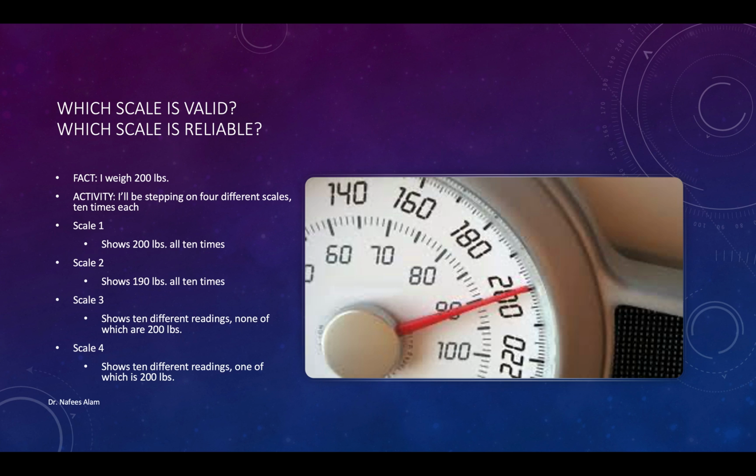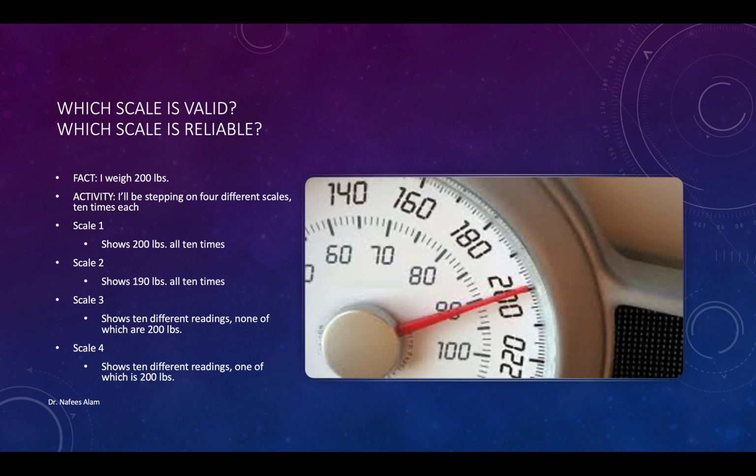For scale 1, I step on scale 1 10 times, and all 10 times the scale shows 200 pounds. All right, now I know for a fact that I do weigh 200 pounds, and all 10 times the first scale shows me an accurate reading of 200 pounds, and also all 10 times it is the same reading, thereby making it both valid and reliable. So scale 1 is both valid and reliable.